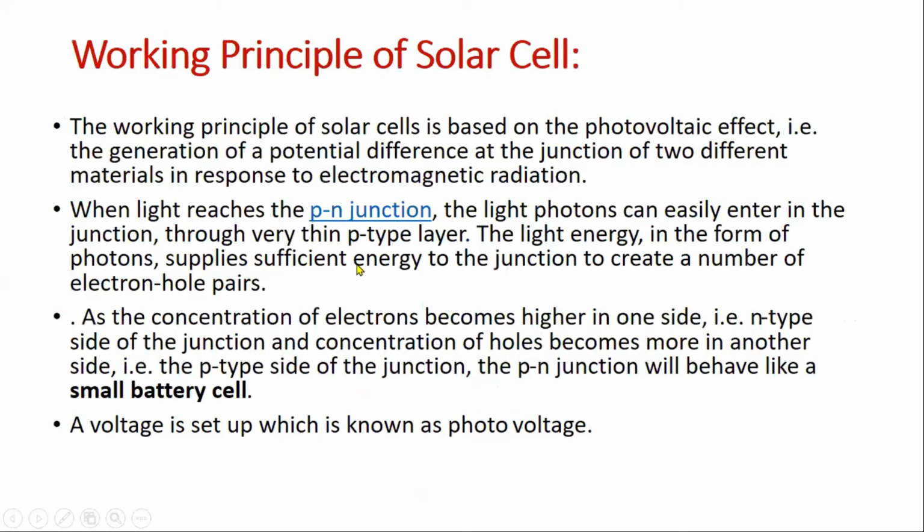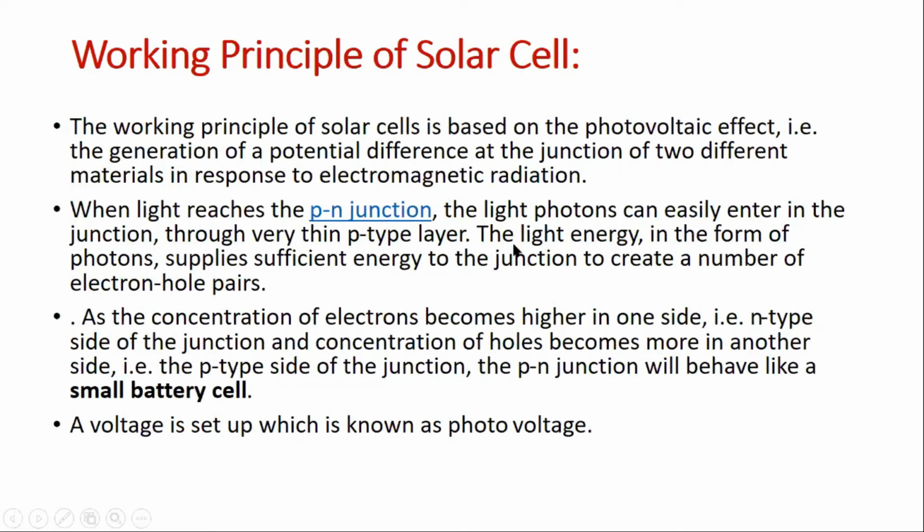The working principle is very simple. The solar cell is based on the photovoltaic effect, that means generation of a potential difference at the junction of two different materials in response to electromagnetic radiation. When the light reaches the PN junction, the photons can easily enter because of the glass encapsulation. Light passes through the glass and reaches the junction.